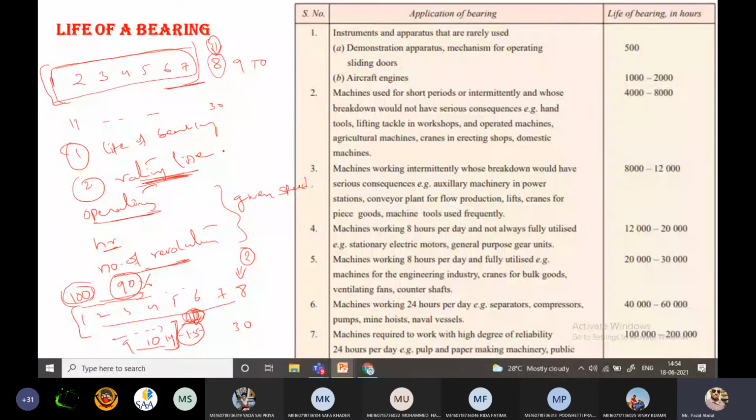Okay, so sometimes this rating life is also called the minimum life of the bearing. Minimum life of the bearing. Okay, now the rating life has a relation: the rating life is one-fifth of the life of the bearing. This is the relation between rating life and life of bearing. It means rating life is for the group of bearings and life of the bearing is for the individual bearing.